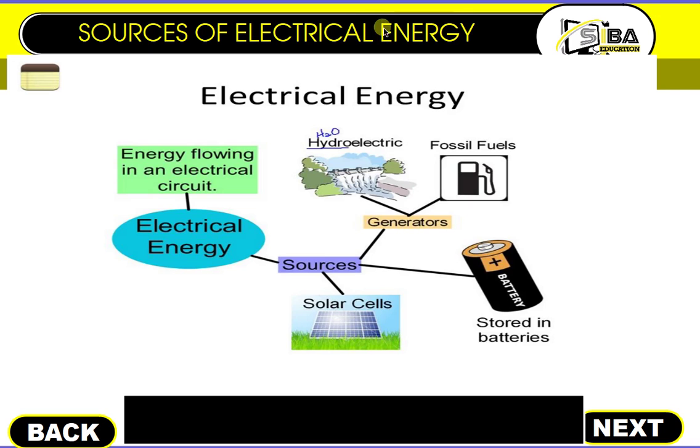Let's look at sources of electrical energy. Where can we get electrical energy from? We can get it from batteries. The batteries contain chemical energy, as earlier stated, which is converted to electrical energy. We can get it from solar cells or panels, which receive direct sunlight rays and convert them to electrical energy. And we can have that from water as well, which is also converted to electrical energy, and then we can get it also from fossil fuel.